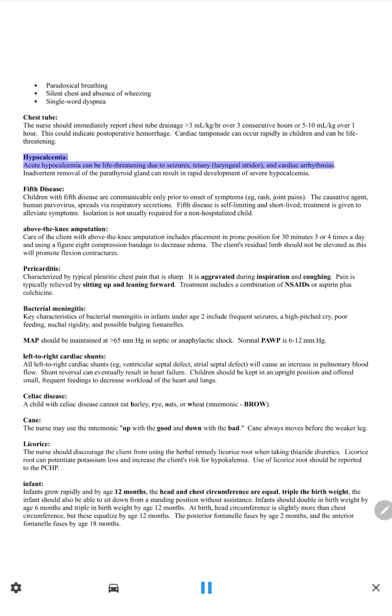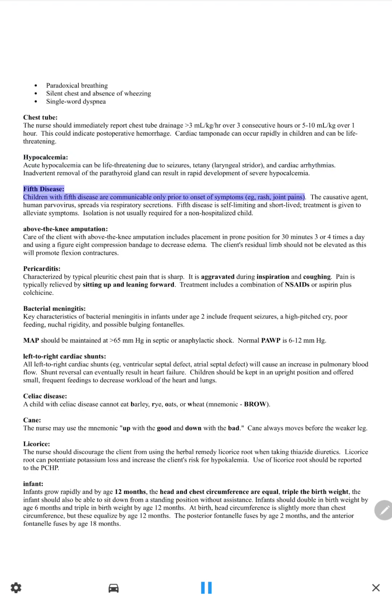Hypocalcemia. Acute hypocalcemia can be life-threatening due to seizures, tetany, laryngeal stridor, and cardiac arrhythmias. Inadvertent removal of the parathyroid gland can result in rapid development of severe hypocalcemia.